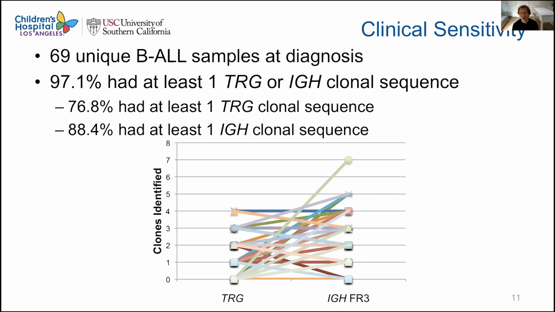And in the graph that you see below, it's a little busy, but it shows you that occasionally we would see oligoclonality as well, where you would have more than two clonal sequences identified for one of these two genes. That wasn't totally unexpected.